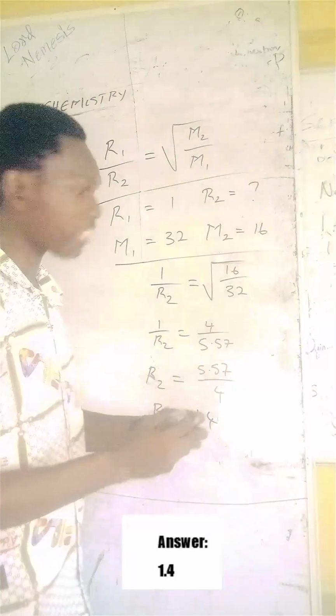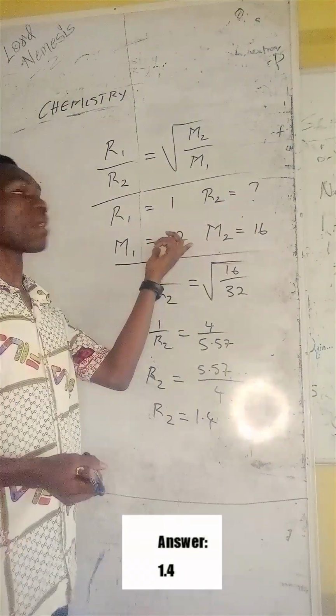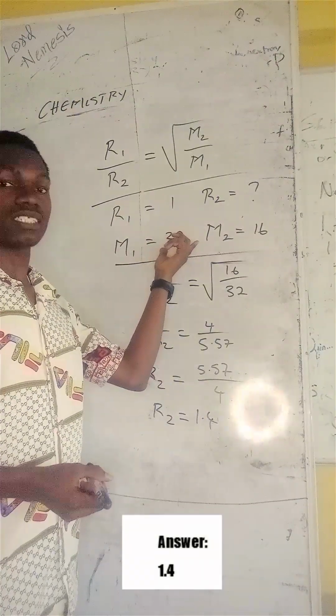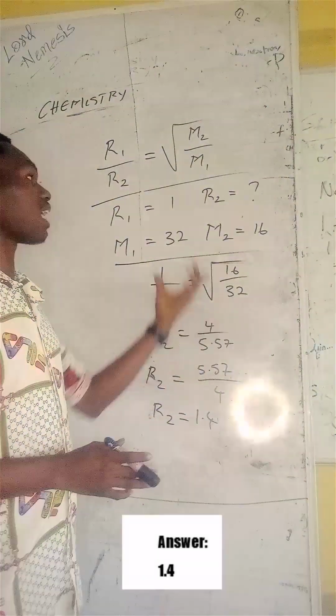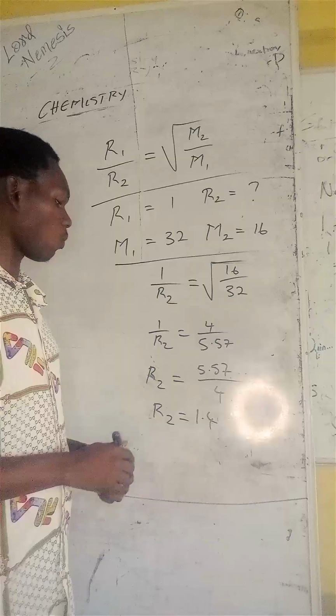So in summary, if the rate of oxygen gas, whose molar mass is 32, is 1, then under the same condition, the rate of methane gas, CH4, will be 1.4.